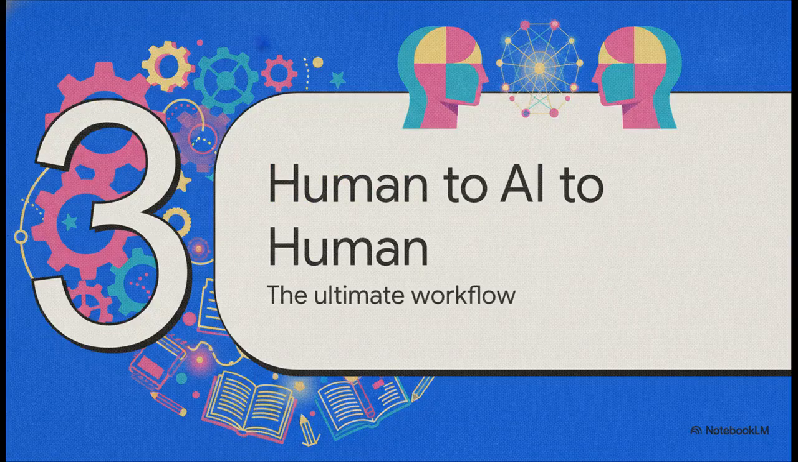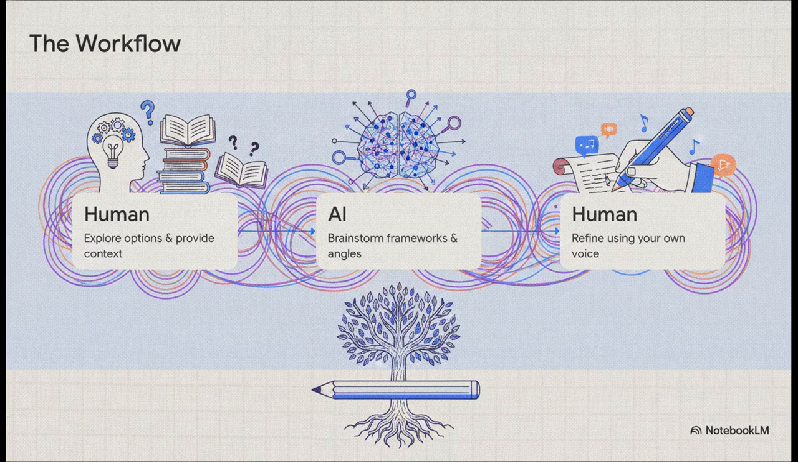So, how do we actually execute this kind of collaboration in our daily homework? Well, Section 3 is Human to AI to Human. This is the ultimate workflow, and it illustrates exactly how you should interact with these tools to make sure your work stays 100% yours. Step 1 is human. You start things off by providing the context and exploring options. Step 2 is AI. The tool brainstorms frameworks and throws different angles at you. And then Step 3 is human again. You pick the best option and refine it using your own unique thoughts. The golden rule here? You should never start with a blank page, but you must always finish with your own original voice.